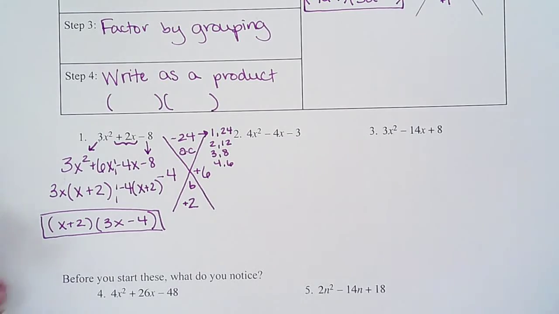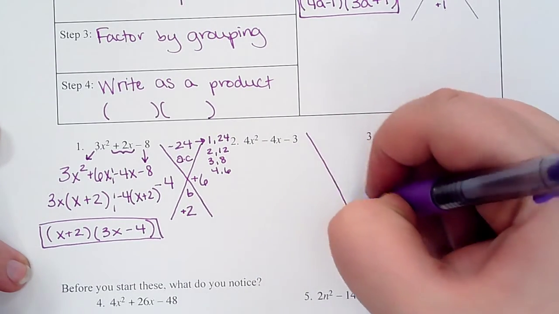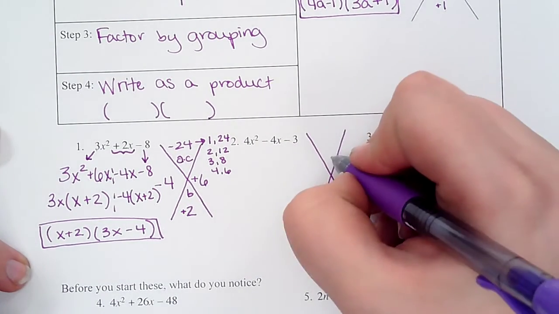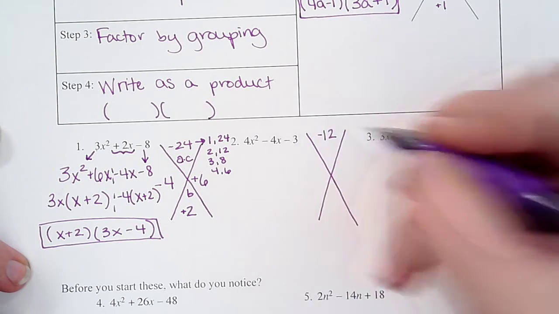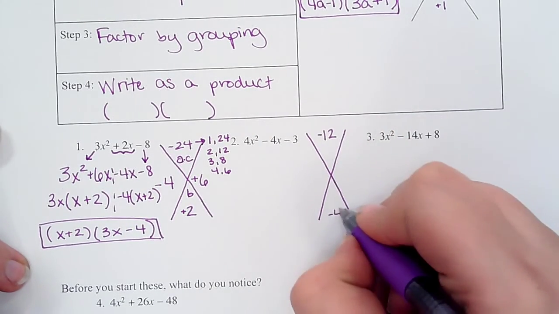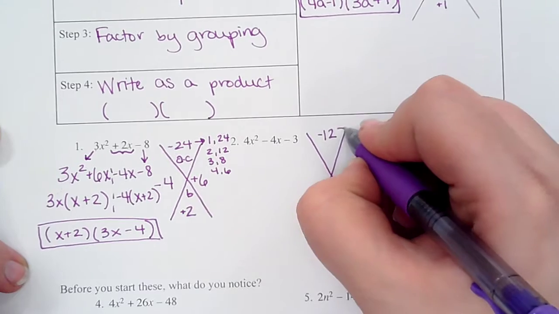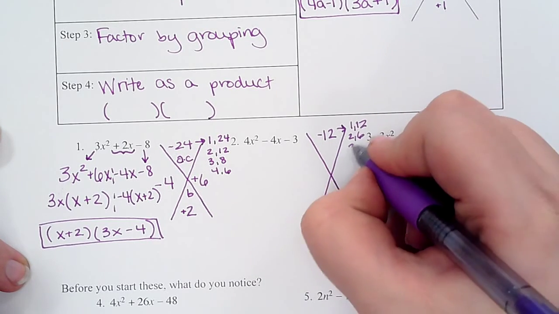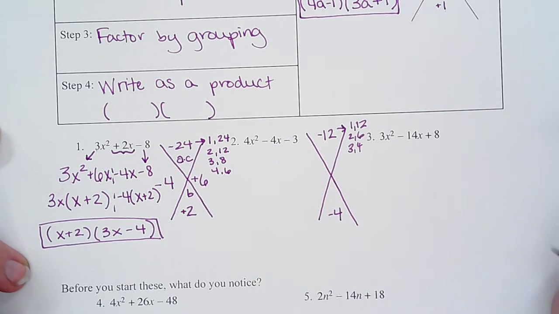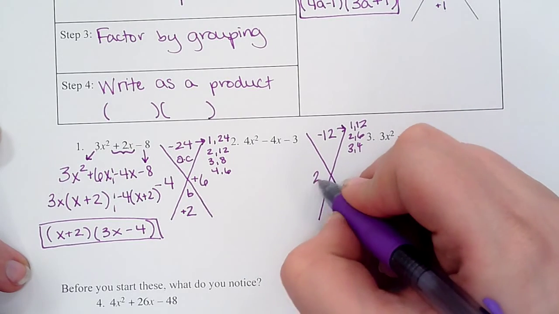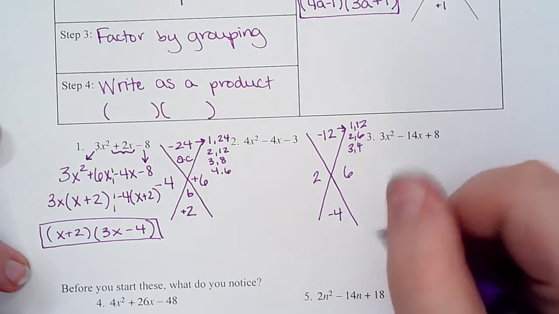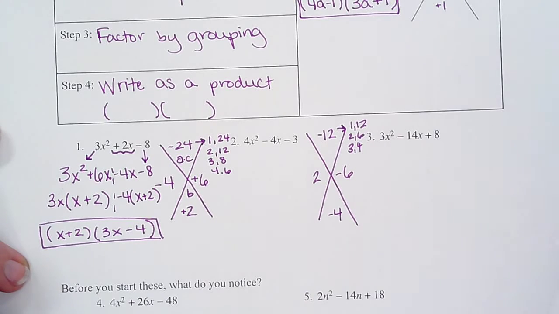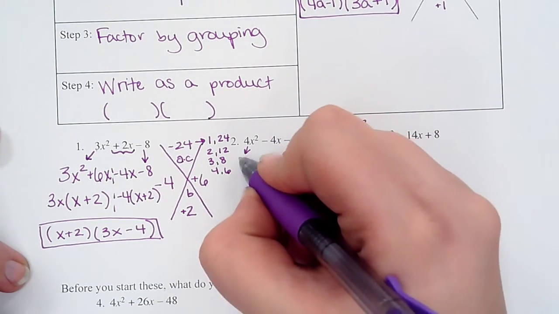All right, let's do another one. Quick x puzzle. A times c on the top is negative 12. B on the bottom is negative 4. Factors of 12 are 1, 12, 2, 6, 3, 4. A 2 and a 6 will get me there. If I want a negative 4, I need to make the bigger number negative and the smaller number positive. Rewrite with the a come down.